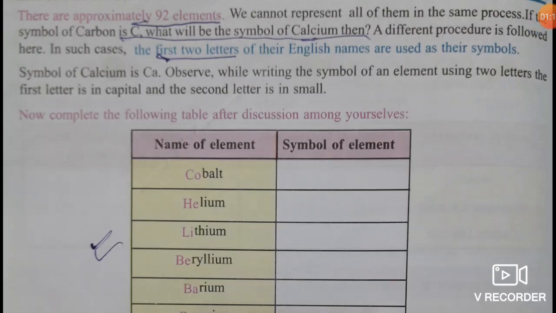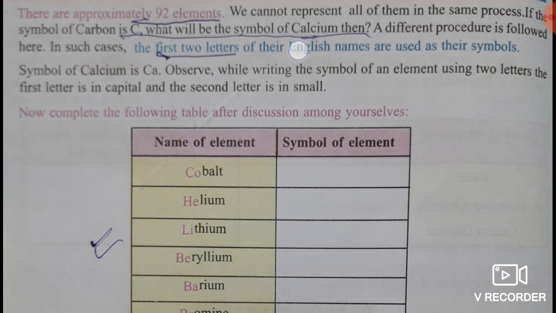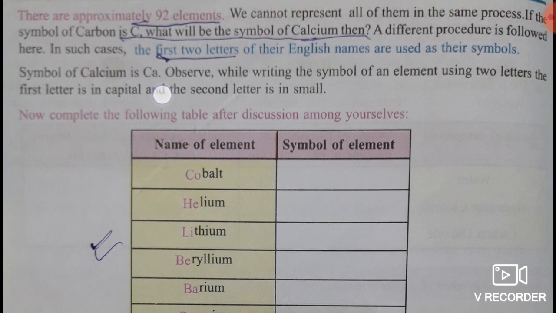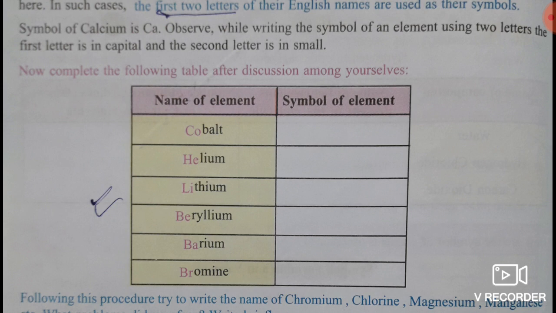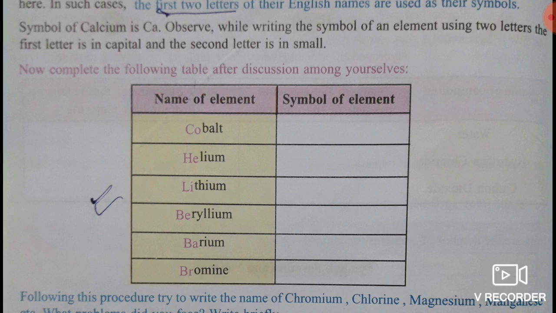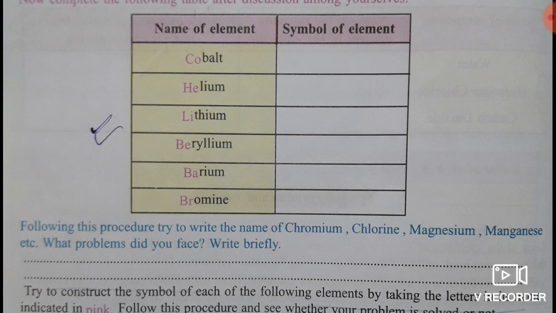Now we know that there are approximately 92 elements, so we have already used C for carbon. So what symbol we will use for calcium? In this case we will use the first letter C as capital and the second letter as small. So the symbol for calcium will be Ca. Similarly, the other element, cobalt. So we can use Co for cobalt, for helium He, because already H is used for hydrogen. So the second letter is also used in some cases.